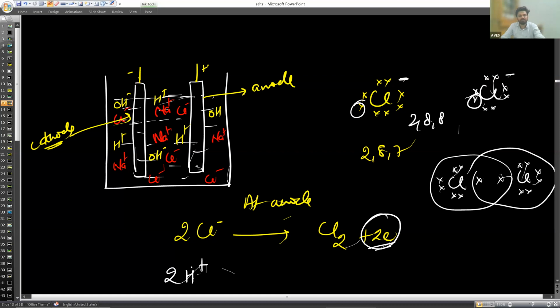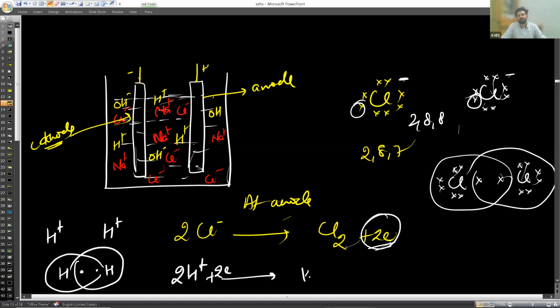So the two H plus ions will go and gain these two electrons, one each. H plus ions are formed when hydrogen loses one of its electrons. To become hydrogen gas, they require one electron each. So this electron will be gained by these two H plus ions, and they will form hydrogen gas, H2. And this Na positive ion and this OH minus ion will combine together and form NaOH.